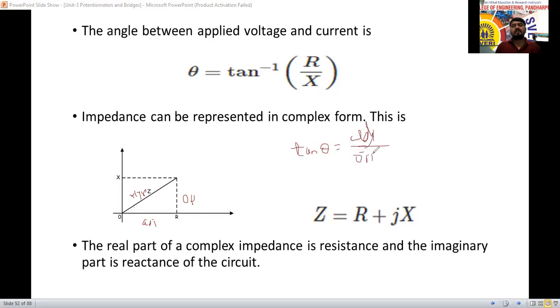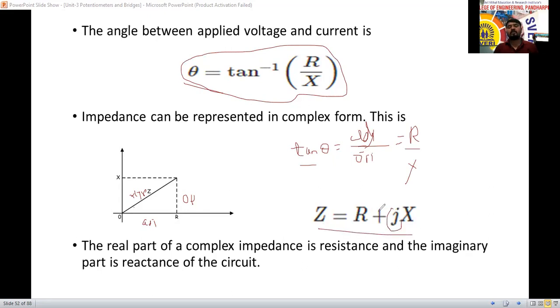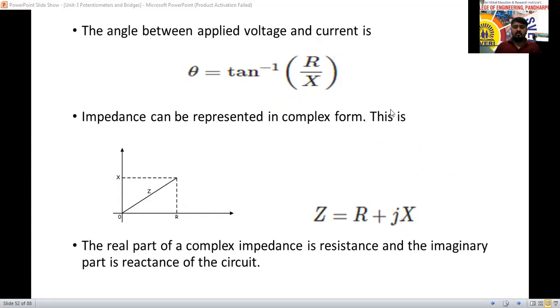Now the adjacent is R and the opposite is X, so tan theta equal to R by X. So theta equal to tan inverse of R by X. You have to remember all these formulas. In the complex form we can write Z equal to R plus jX. Here j indicates a complex term, R is the real part, and this is the reactive part, the net reactance. So this is a brief introduction about impedance.